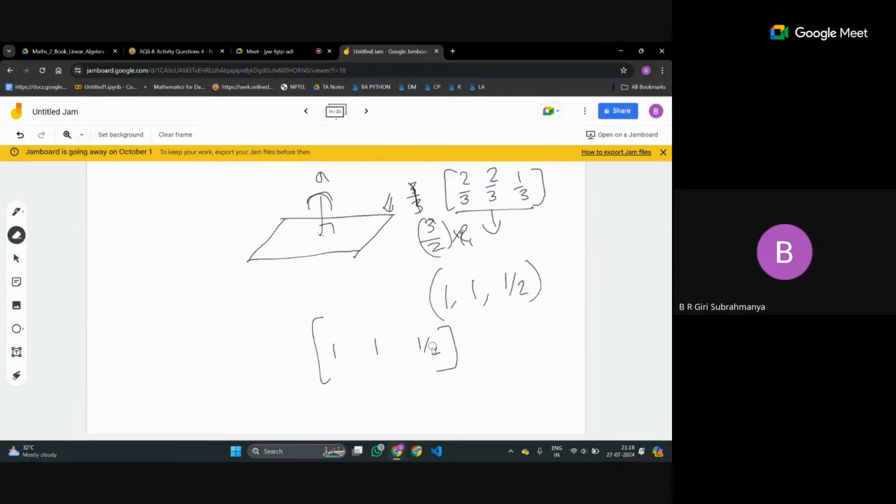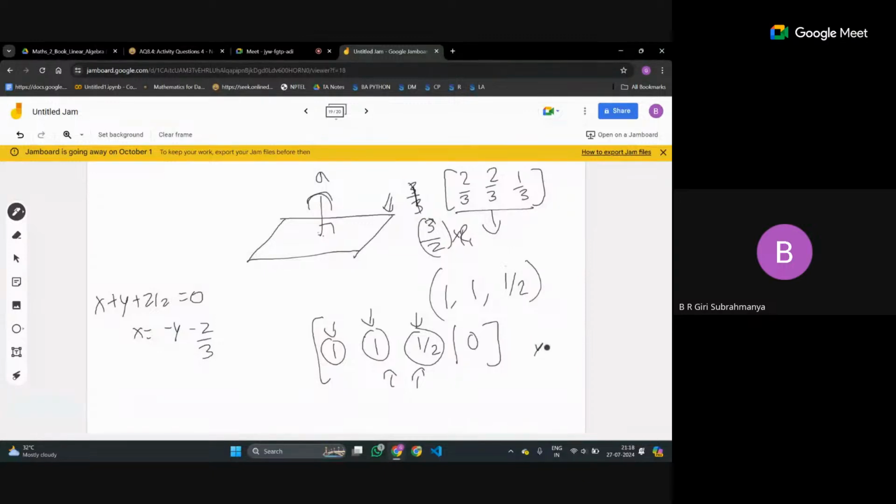Now you can augment 0 with this to find the null space. If you augment 0 and convert this to an equation, what will you get? x plus y plus z by 2 is equal to 0. From this you can see x is equal to minus y minus z by 2, correct? Now you can see these two are independent variables, right? The second and third columns do not have a leading entry. Only the first column has a leading entry. So the second unknown variable, y, and the third unknown variable, z, are independent variables.